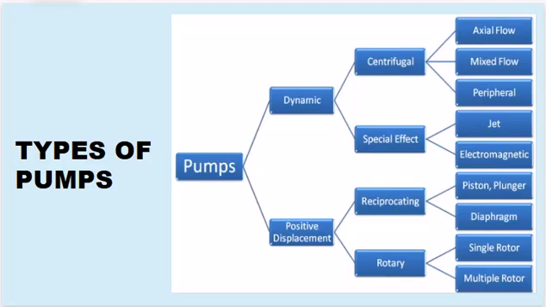These work differently because they move a set amount of fluid with each cycle, no matter the pressure. Reciprocating pumps use pistons or diaphragms to push the fluid, making them ideal for high-pressure jobs. Rotary pumps, on the other hand, use rotating parts and are great for moving thicker, more viscous fluids. Finally, we have special effect pumps, like jet pumps, electromagnetic pumps, and diaphragm pumps. These are designed for specific tasks and can handle unique challenges.